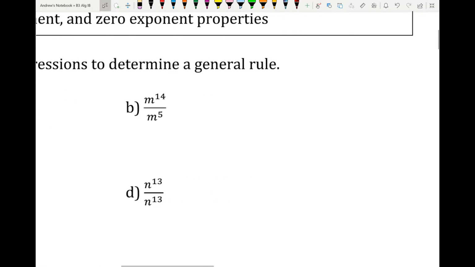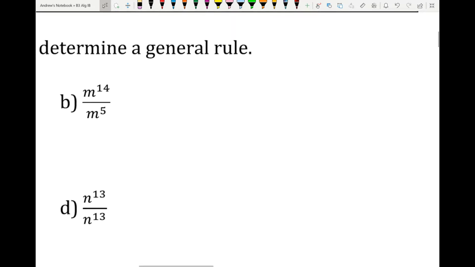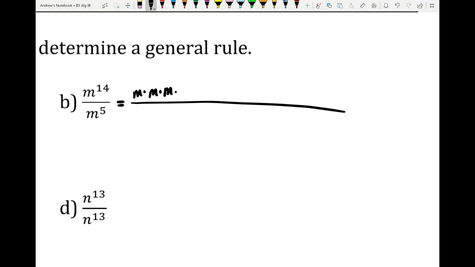If I've got m to the 14th over m to the 5th, let's think about it. If I wrote out m to the 14th, not only am I going to get a cramp in my hand, but I'm also going to run out of paper. Let's say this is the 14th one. Then if I think about having 5 m's on the bottom: 1, 2, 3, 4, 5.